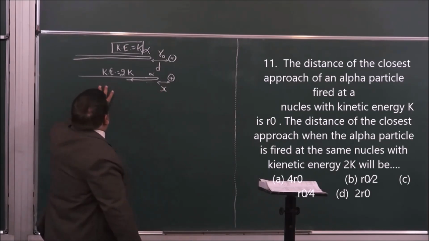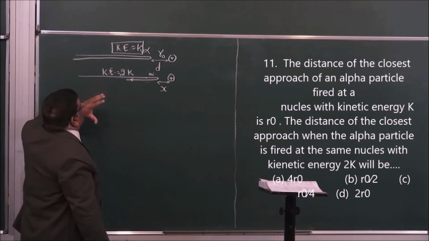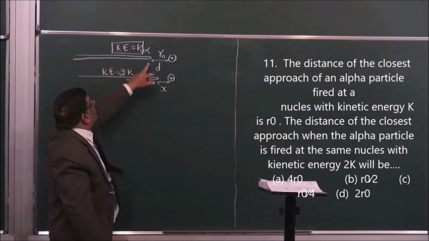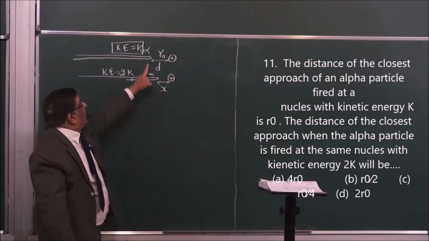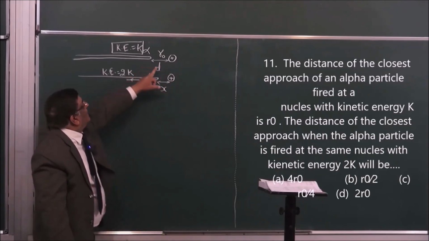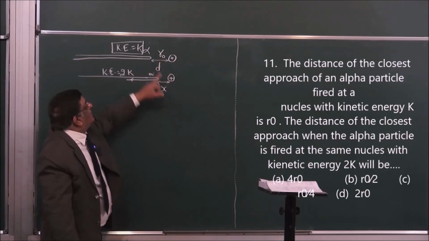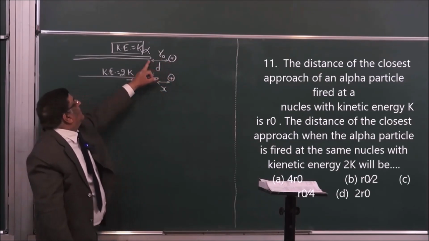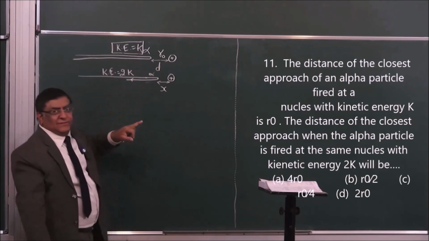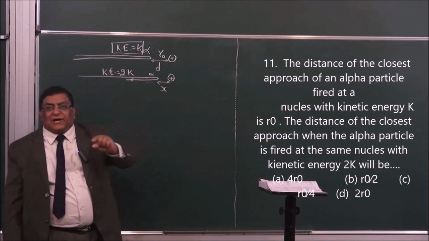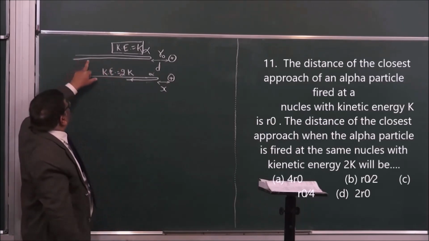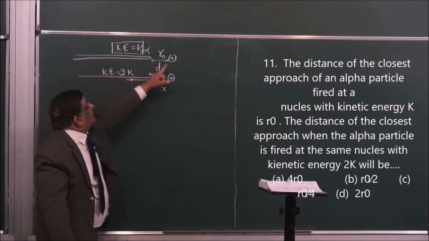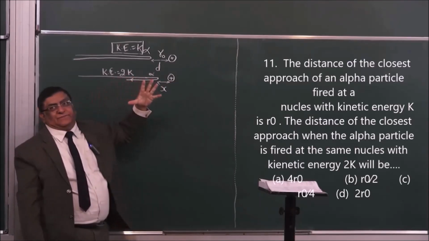Now what happens here? Again, there is a force of repulsion. Because of repulsion, there is a force of repulsion, there is kinetic energy, and this kinetic energy, remember, has a speed. Because of this force, there is a retardation.